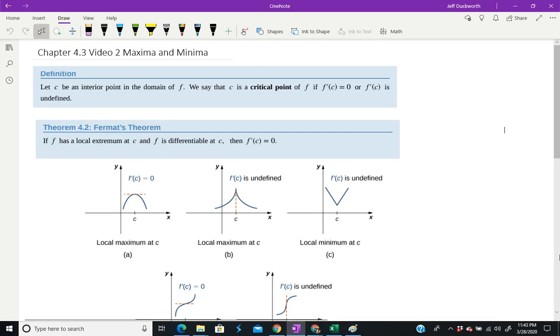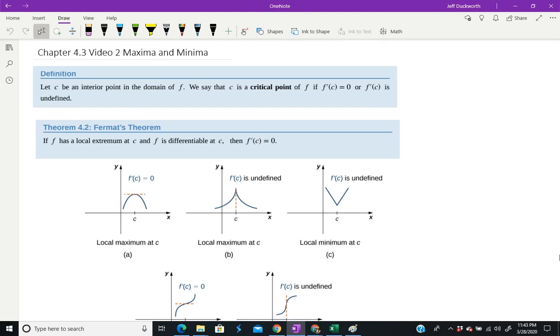This is video 2 for the maxima and minima section, so it's chapter 4, section 3 in your calculus book. All right, so I've got two definitions, well, a definition and a theorem here. Both of these are from page 386 in the book.